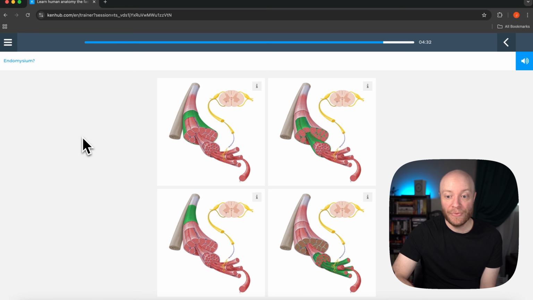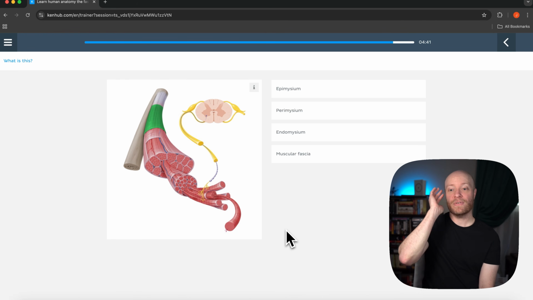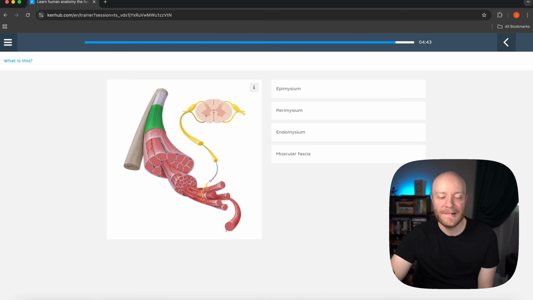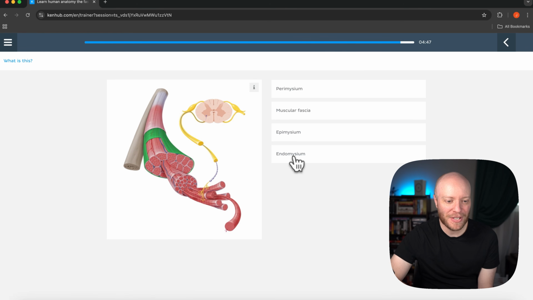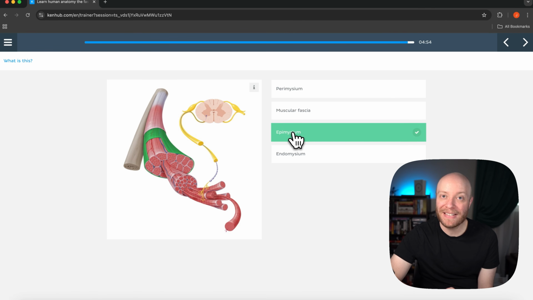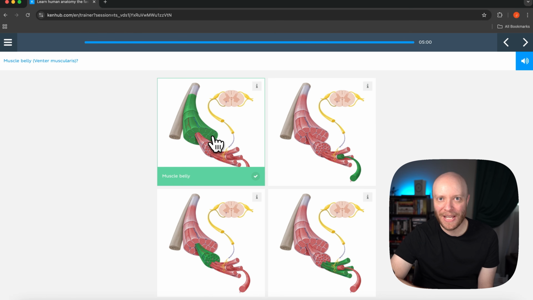Endomysium, go a little fast. We have about 30 seconds. It's going to be this one. Let's see what we got. What is this? Oh, I love it when now it's like you just got to figure out what it is. So I'll give you a second for this one. That's going to be the fascia, the muscular fascia. What is this? That is going to be the epimysium. And then this will be our last question, the muscle belly. Once again, you can see it here, and we'll go ahead and click on that.